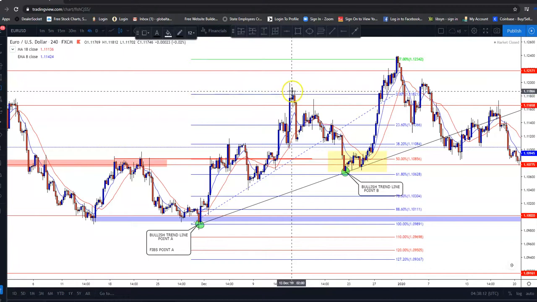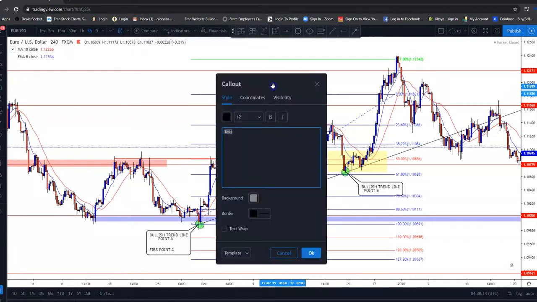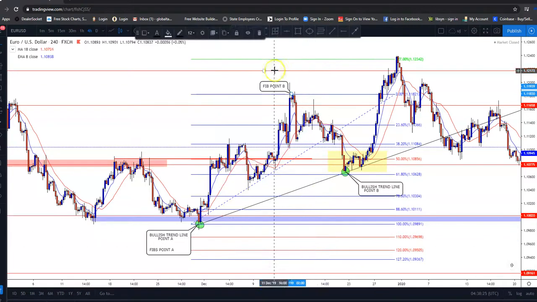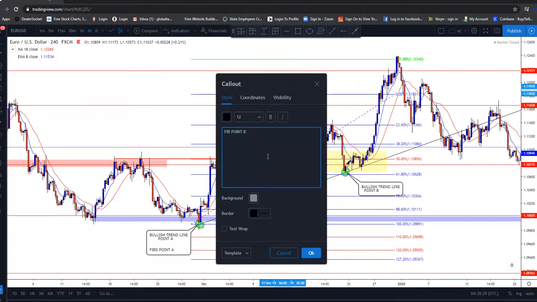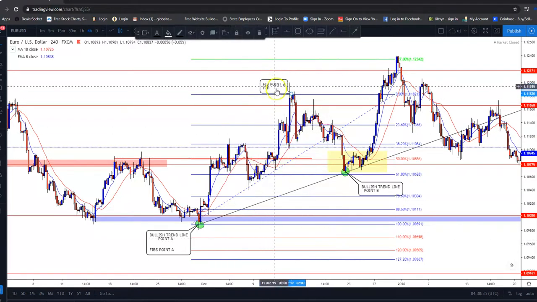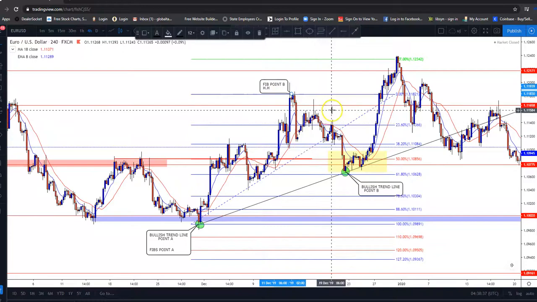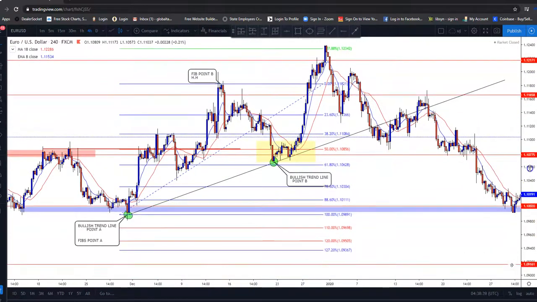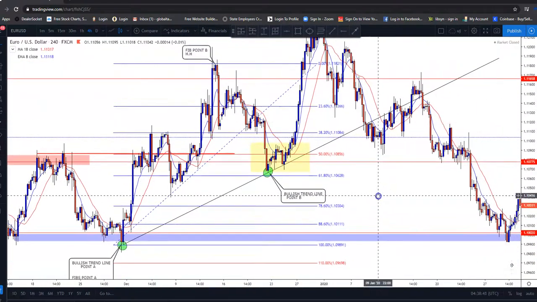So we'll go fib point B, as well as you can label that your higher high if you wanted to. So that's part of the market structure, higher high. Boom, boom. And then I'm gonna go here.